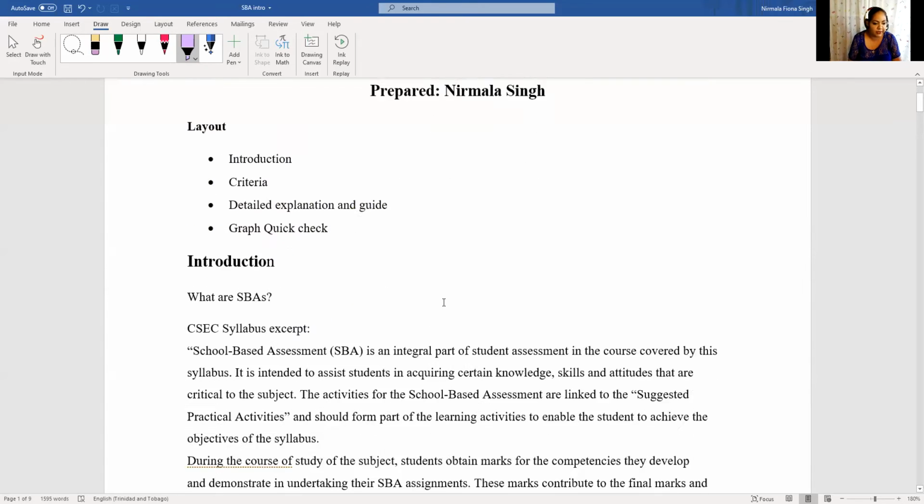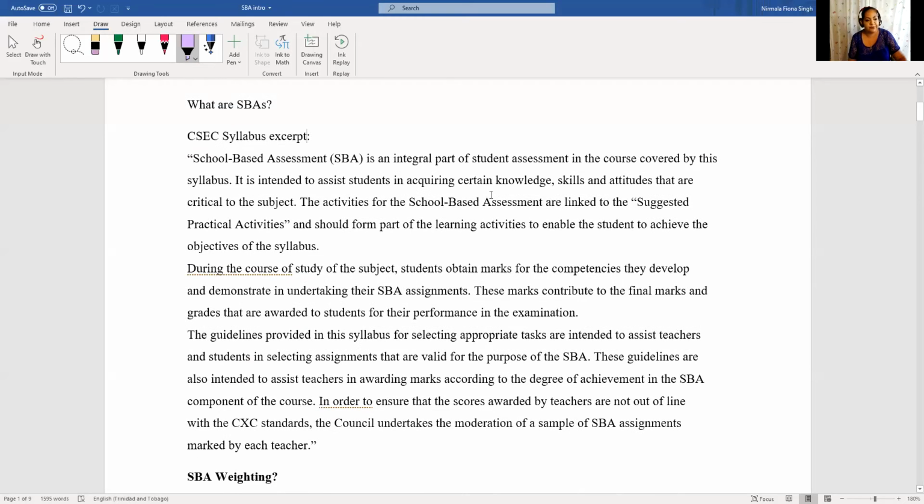So introduction, what are SBAs? This is an exact excerpt from the syllabus, word for word. School-based assessment, SBA, is an integral part of student assessment in the course covered by the syllabus. It is intended to assist students in acquiring certain knowledge, skills, attitudes that are needed to the subject. The activities for the school-based assessment are linked to suggested practical activities and should form part of the learning activities to enable the student to achieve the objectives of the syllabus.